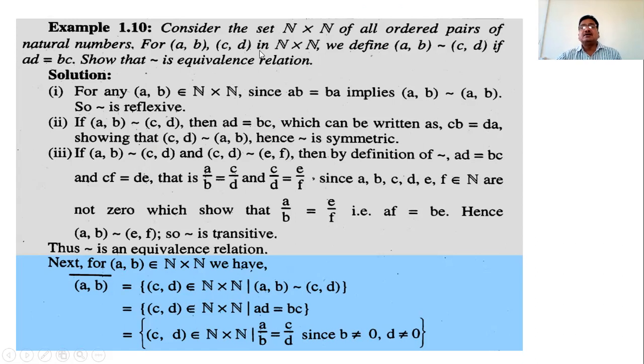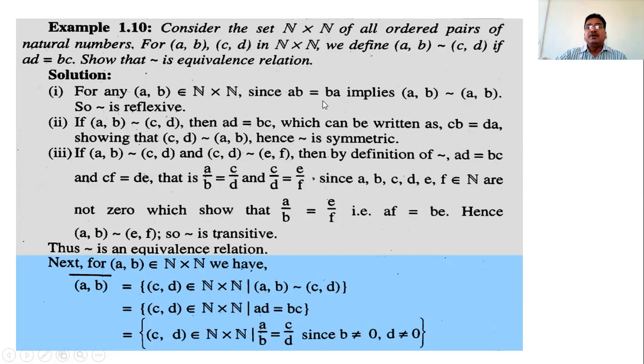So we are given a set, N cross N, and the relation is denoted by the wiggle symbol, and we have to show this relation is an equivalence relation. The first condition is reflexive. Take any element from N cross N, suppose (A, B) belongs to N cross N. Then is (A, B) related to (A, B) itself? A into B is equal to B into A, and we know that A into B and B into A are the same, because these are natural numbers and multiplication of natural numbers is commutative. What is the commutative law? AB is equal to BA.